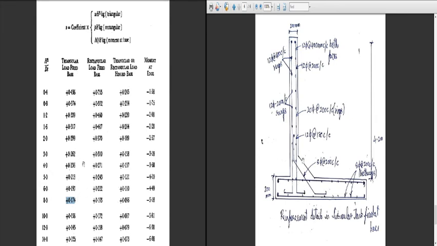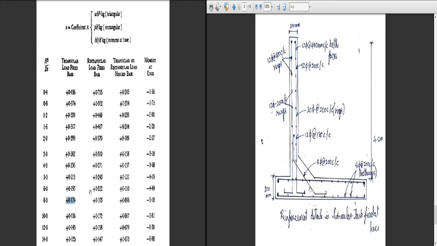Then this is nothing but the RCC slab itself. Here also, on both the faces, inner and outer, 8 mm diameter bars at 200 mm center to center are provided. That means these are 8 mm diameter bars at 200 mm center to center. Even this bar is 8 mm diameter at 200 mm center to center. So this is how the reinforcement details are for the circular water tank with fixed base.